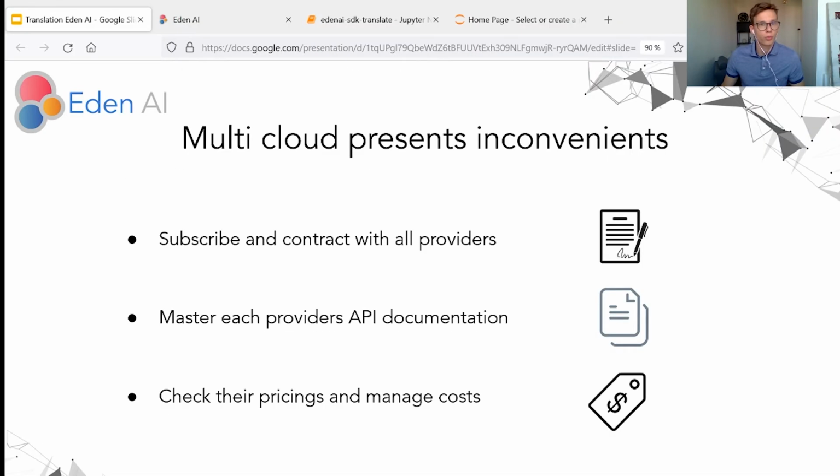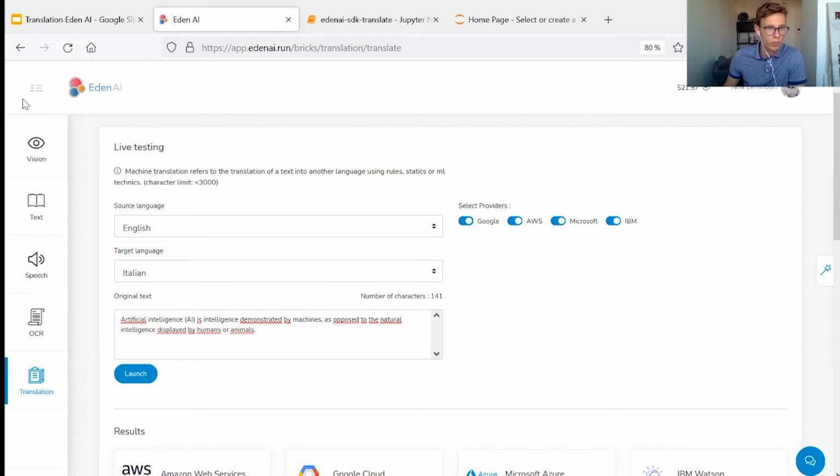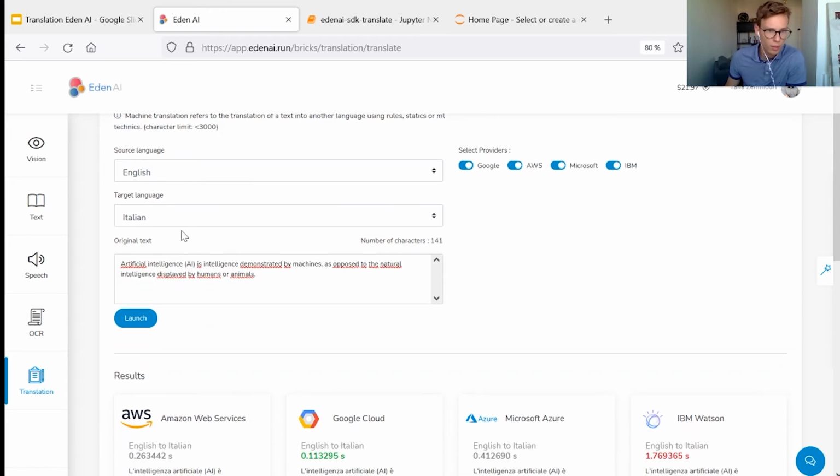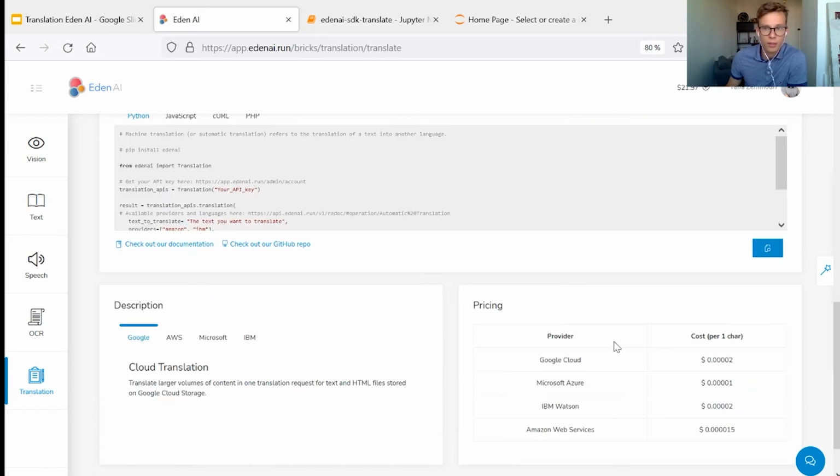So to easily use different engines and solve all these problems, we created EdenAI. With EdenAI, you have access to a platform where you can test and use the different engines for machine translation. Here, for example, Google, Amazon, Microsoft, and IBM. This is the input text, and these are the results of the different engines. We also have the rapidity of the answer, and here the prices of the different providers.